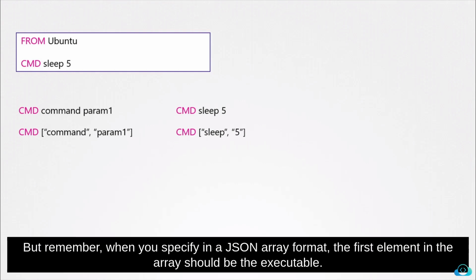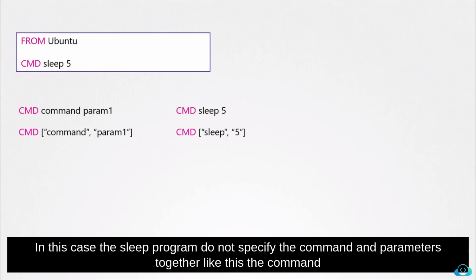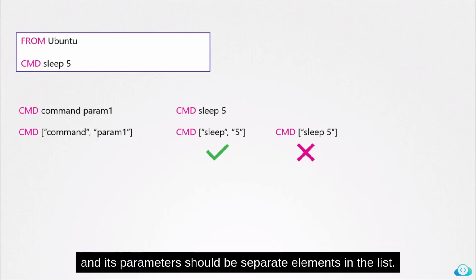But remember, when you specify in a JSON array format, the first element in the array should be the executable. In this case, the sleep program. Do not specify the command and parameters together like this. The command and its parameters should be separate elements in the list.